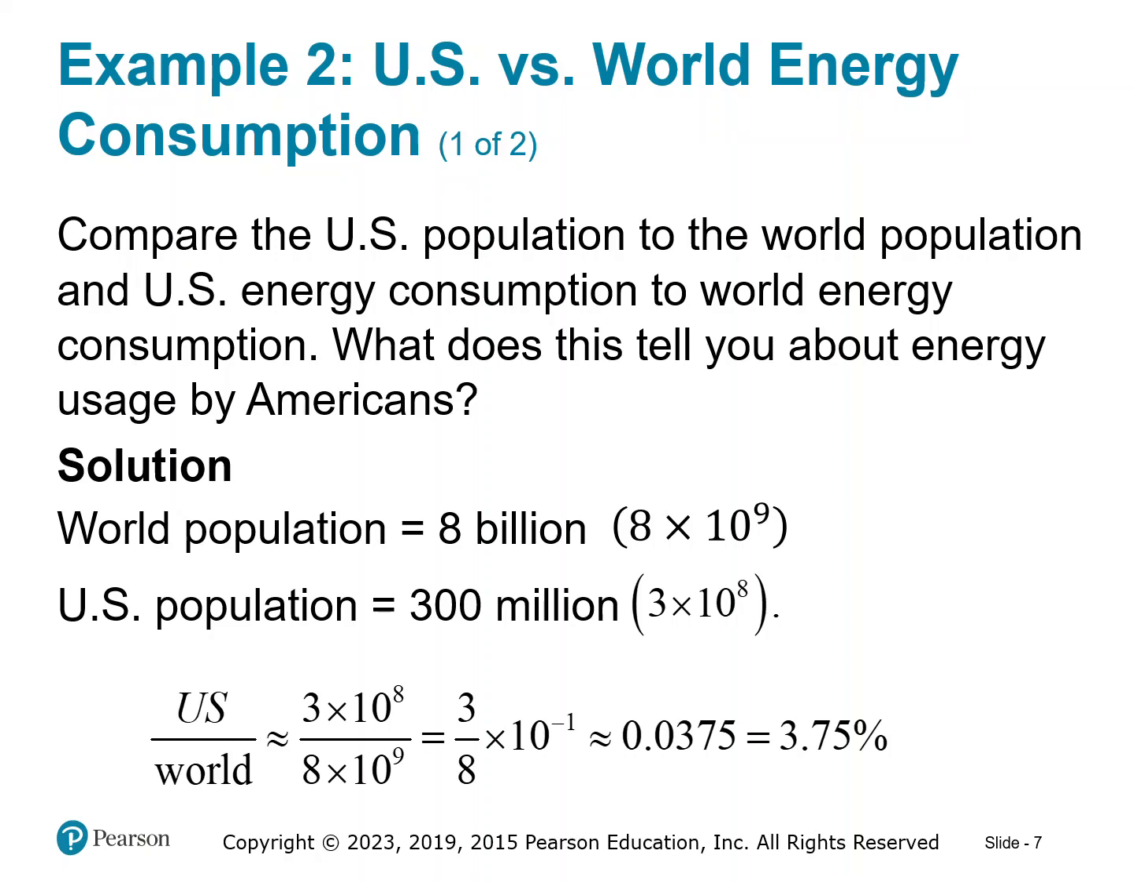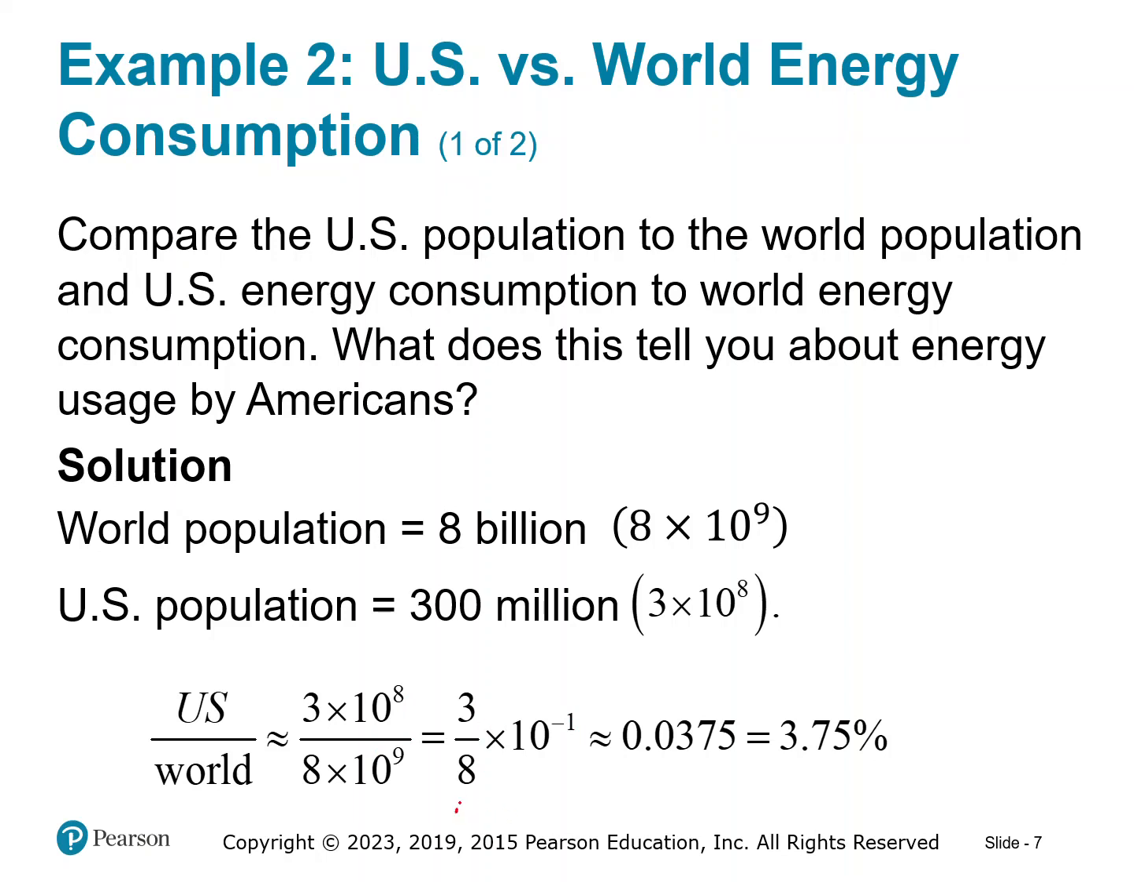So what we're going to look at, compare them. The U.S. compared to the world. That's 3 times 10 to the 8th, divided by 8 times 10 to the 9th, people. So that's 3 divided by 8, 3/8, and then our times is 10 to the 8th divided by 10 to the 9th. When you're dividing two things with the same base, you subtract their exponents. 8 minus 9 leaves us with a -1.